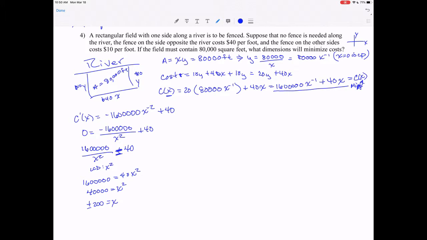equals x. Oh, well, we know the answer has to be the positive one because we're talking about a... No, you have to do a sign chart. You have to do a sign chart. If you don't do a sign chart, guess what? You will lose points. So here is negative 200. Here is positive 200. Because I could give you a question where negative 200 comes out to be the correct answer, even though it doesn't make sense. And I have done that before.